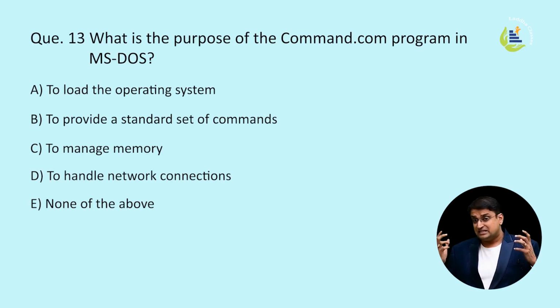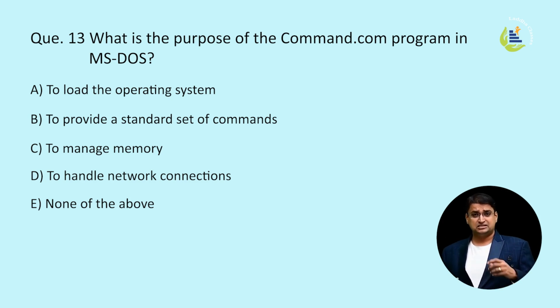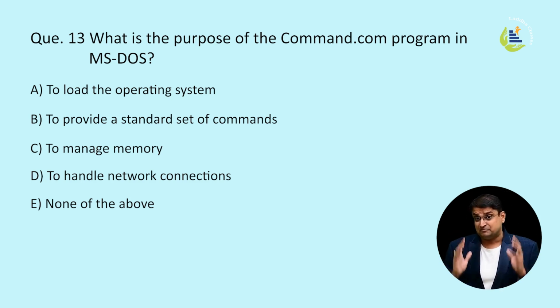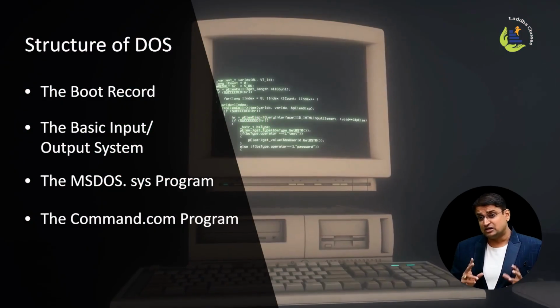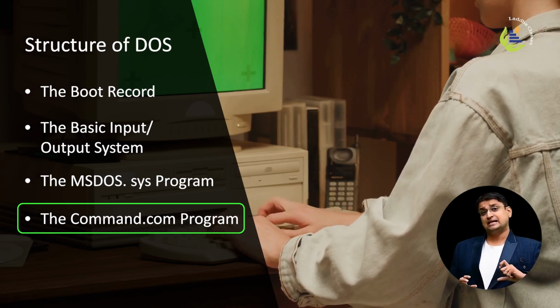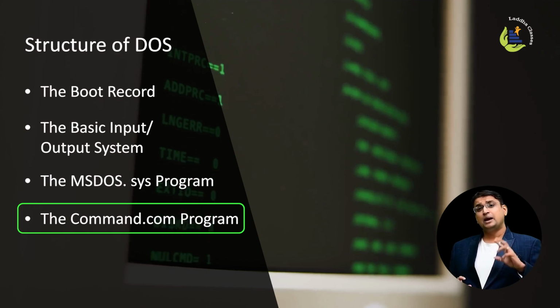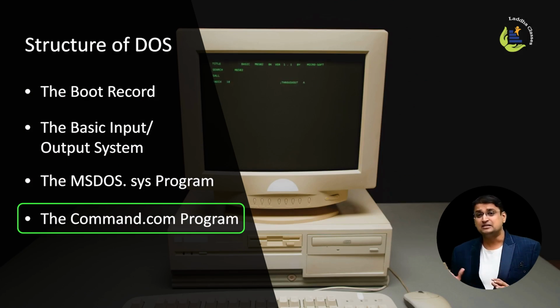Question 13. What is the purpose of the command.com program in MS-DOS? Options are to load the operating system, to provide a standard set of commands, to manage memory, to handle network connections. None of the above. Correct answer option is B, to provide a standard set of commands. Because the command.com program in MS-DOS is responsible for interpreting and executing text-based commands. It is the command line interface for interacting with the operating system.